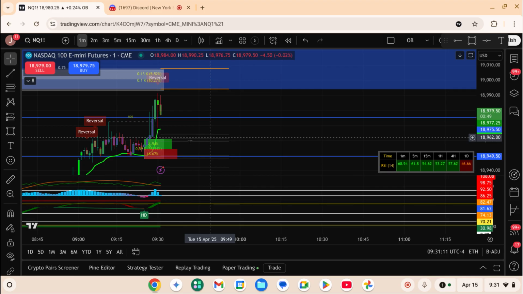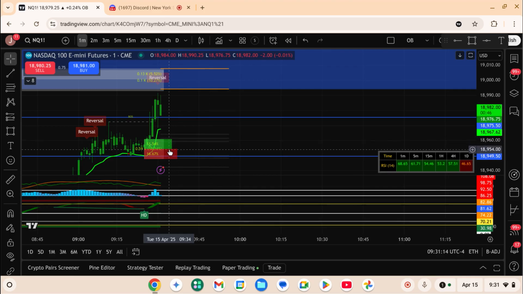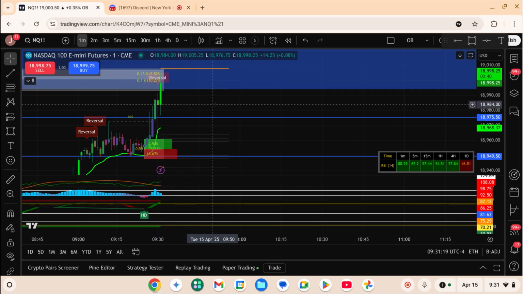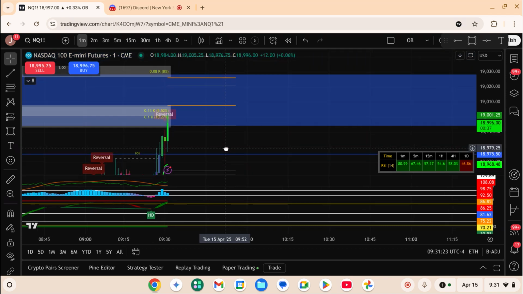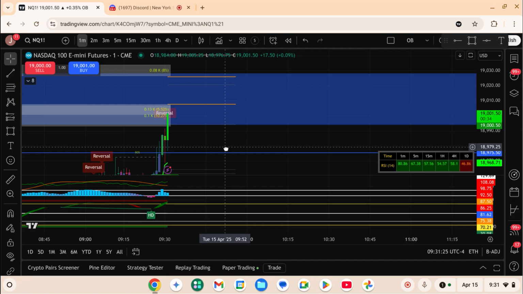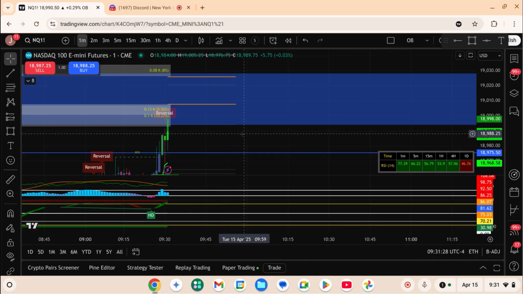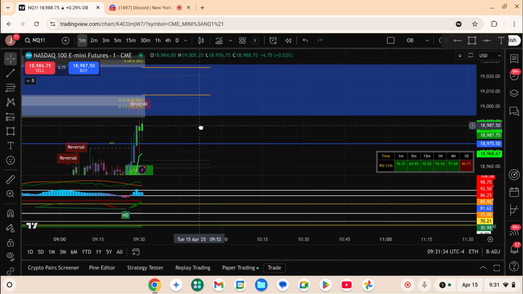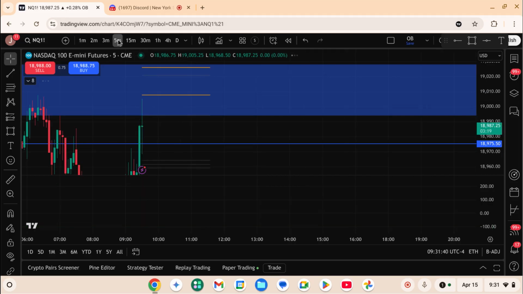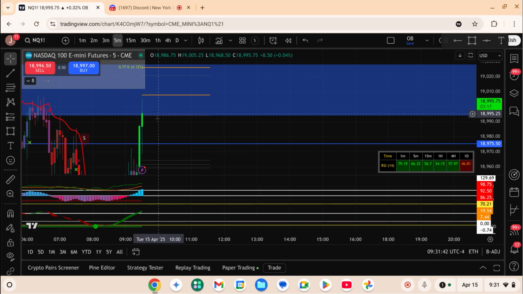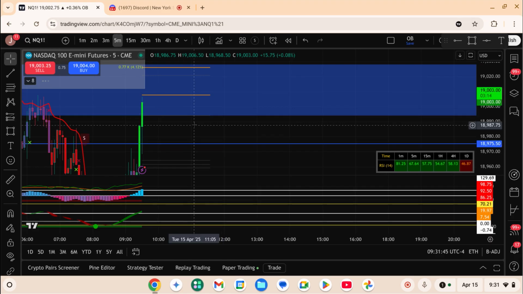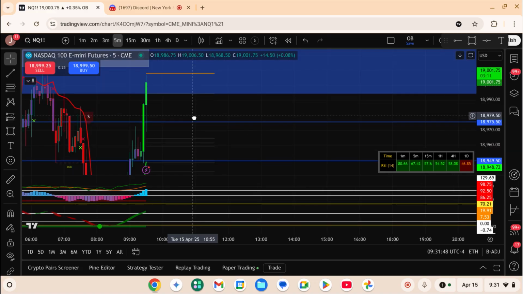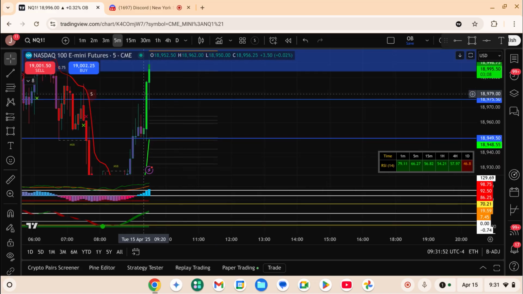So if price can come back down to this order block that it just made on a 1 minute, we can try to take longs from there again. And it just hit the area that we had for a take profit. That's why entries are super important. Damn, that thing's just going.